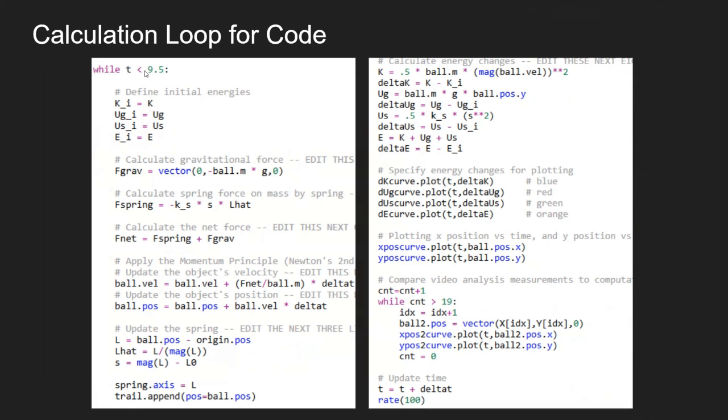Calculation loop for my code. So the video was 9.5 seconds long, so I did, it's less than that. Right here, we have Newton's second law, the momentum principle. So this is the velocity update formula, and then the position update formula. And then up here, to actually calculate these energy changes that we plot later, I'm doing the same exact thing for these equations as I had in the introduction slide, except now these are final. So this is the final kinetic energy, final gravitational potential, and final spring energy. And we add these all up to an E final, and then we subtract and get the change in E.